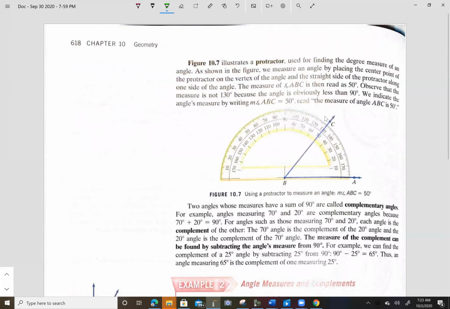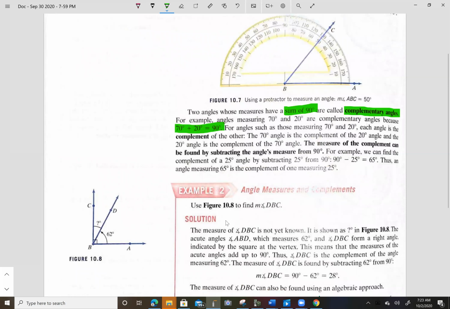You measure angles using a protractor, right? And then this next part is what we're going to do an example on. Two angles who have a sum of 90 degrees are called complementary angles. Okay, which means, and then they give a little example, 70 degrees and 20 degrees are complementary angles because they will add up to be 90-degree angles. If things add up to be 90-degree angles, that means you can find the measure by subtracting an angle's degrees from 90, right? The inverse operation to find something.